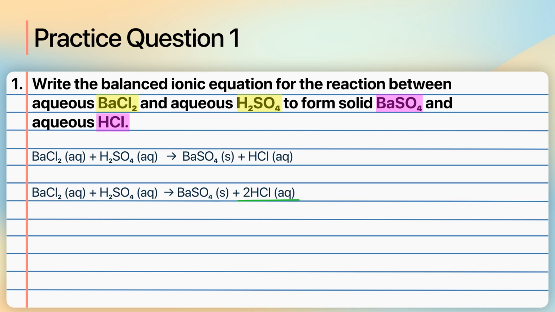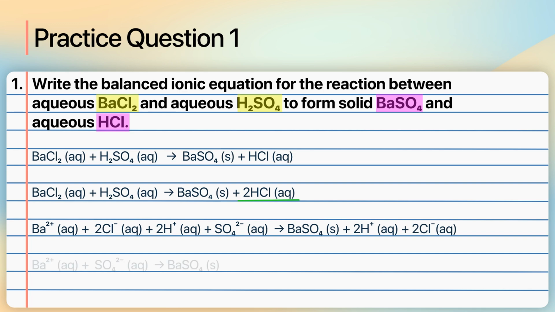Write the complete ionic equation by dissociating the aqueous compounds into their ions. We can see that the spectator ions are 2Cl- and 2H+. We can exclude the spectator ions to write the net ionic equation, which you can see here. Check that the equation is balanced in terms of both atoms and charges.